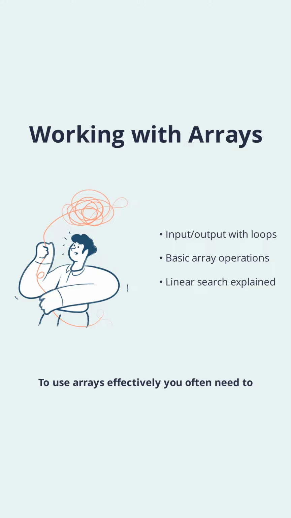To use arrays effectively, you often need to input and display their contents. This is usually done with loops. For example, you can use a for loop to read values into an array and another loop to print them out. Arrays allow you to perform various operations, such as searching, sorting, merging, inserting, and deleting elements.